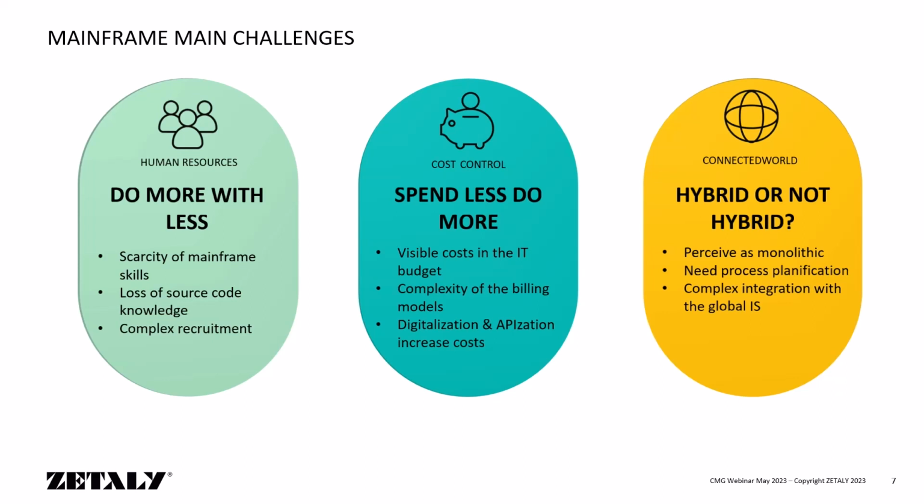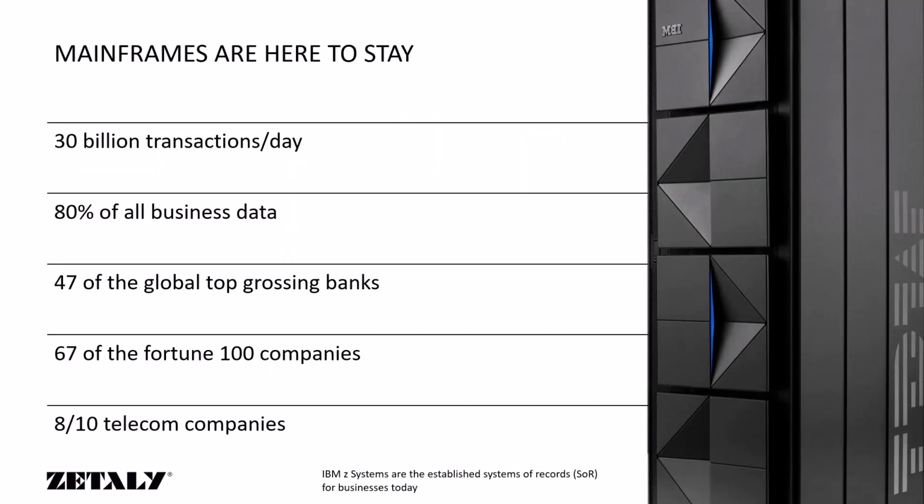Because whether we want to admit it or not, the mainframe is here to stay because it's still the most vital and most important computing platform on the planet. As a matter of fact, 30 billion transactions a day are handled by mainframes. 80% of all data is on the mainframe. And a recent survey shows that 47 of the top grossing banks still prefer mainframes to other solutions.